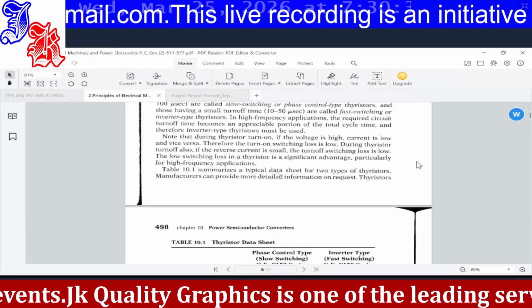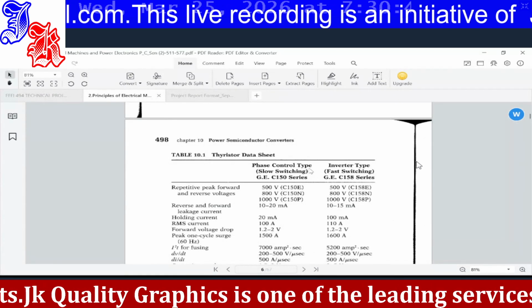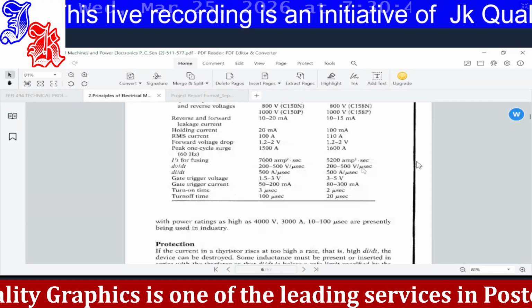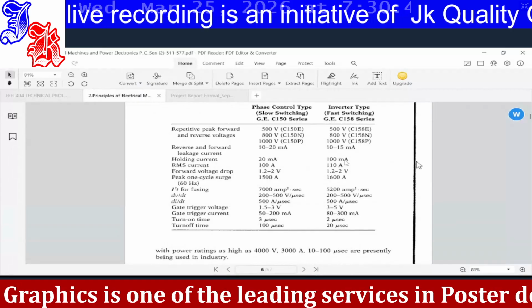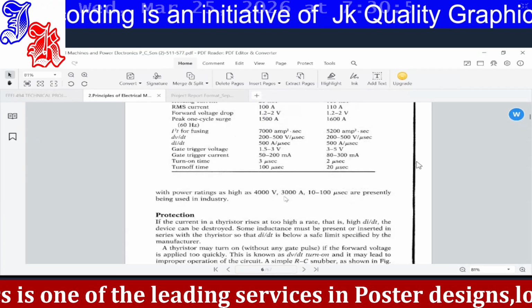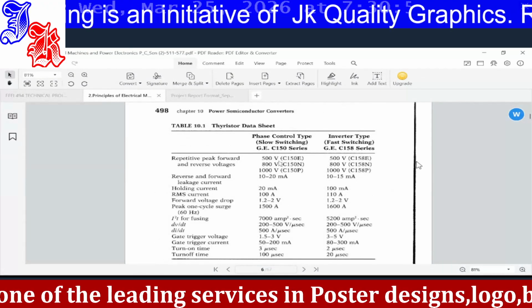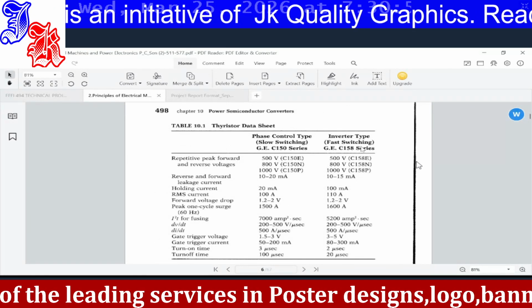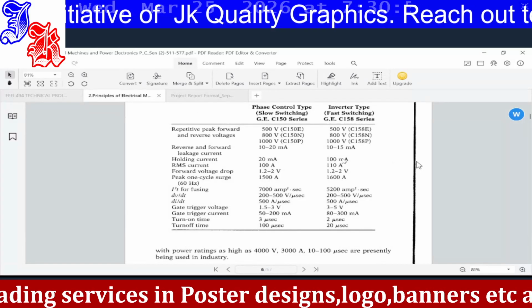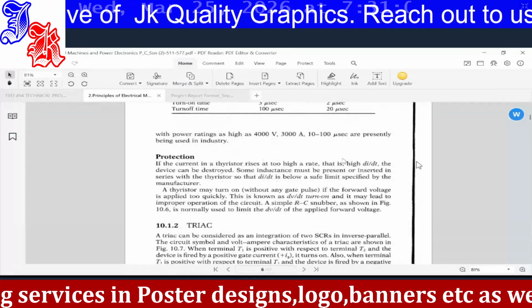So this table here compares two kinds of thyristor, the fast switching and the slow switching, and the different capability. Mostly the ratings are the same, but some areas will have differences. One is the slow switching and the other one is the fast switching device. So within your own time, maybe you can check that.